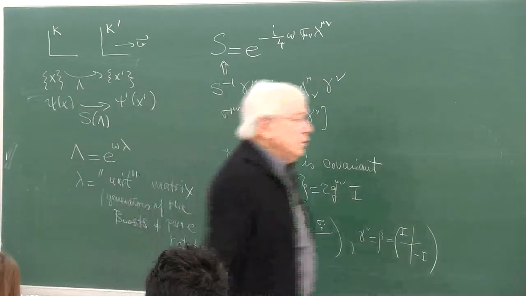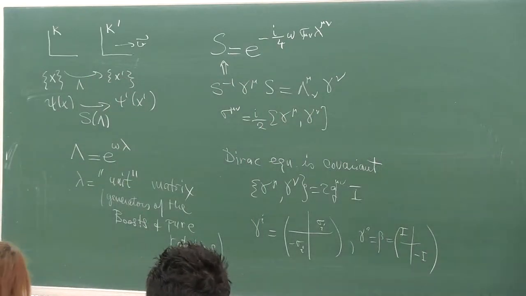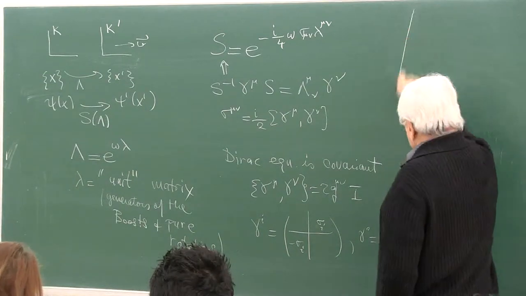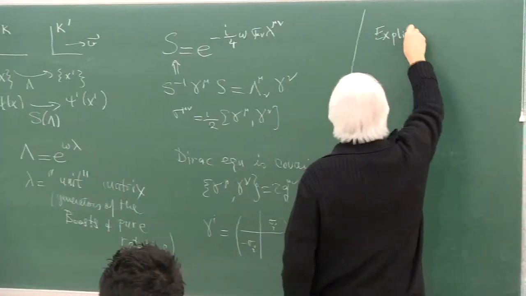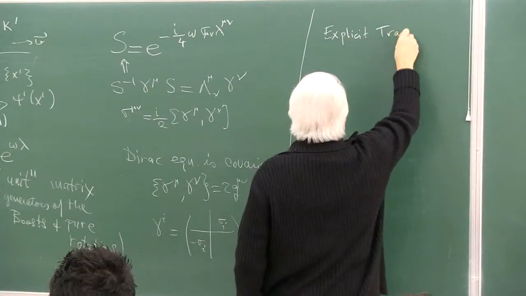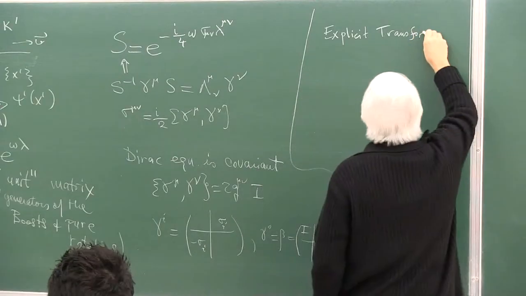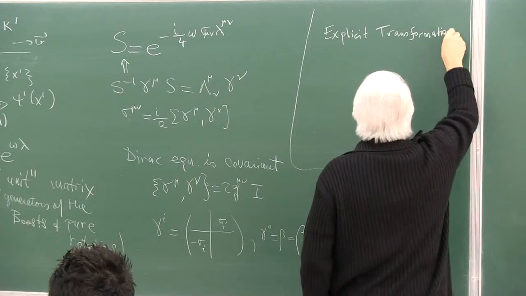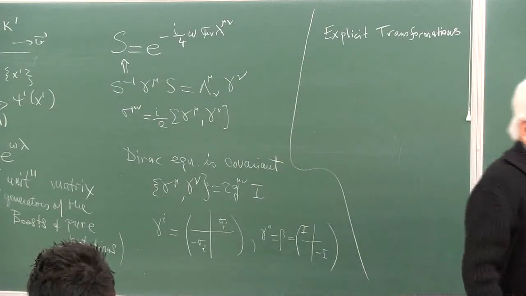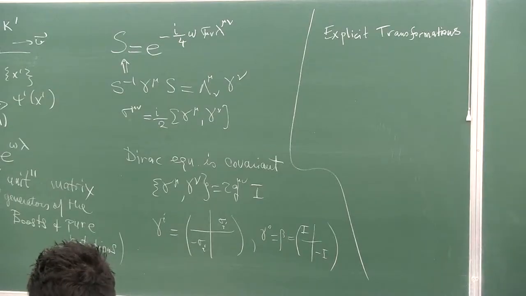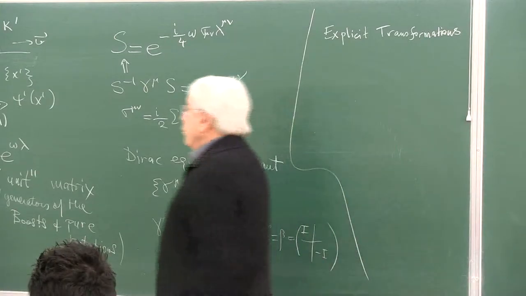Fine. So what we have to do next is work out a few cases specifically, that is, explicit transformations. We are going to construct them now, transformations, both in the Lorentz space and in the spinor space. Now let's try to construct the explicit forms of the lambda.